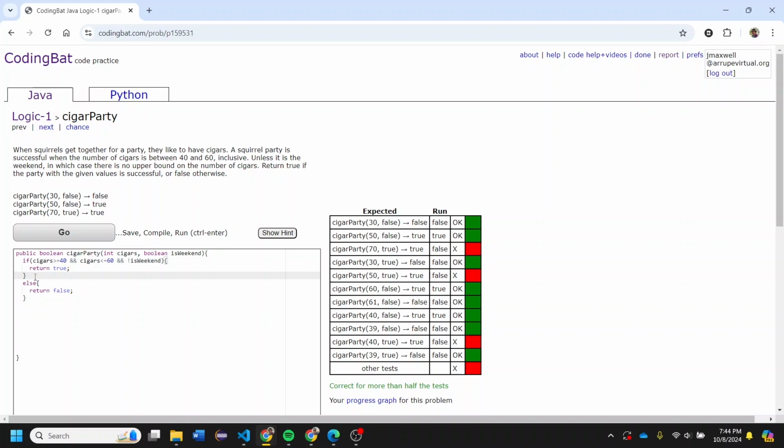So why don't we put an else if in here? Else if, and we'll handle the weekend situation. If cigars is greater than or equal to 40 and isWeekend, okay, what are we going to do? It's the weekend. And we can return true.